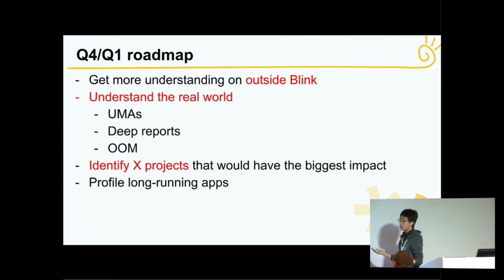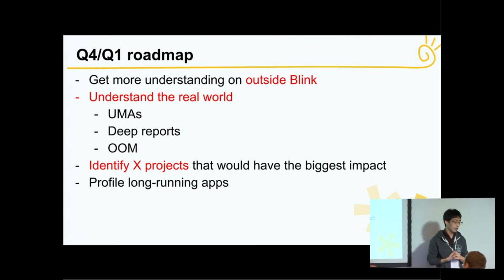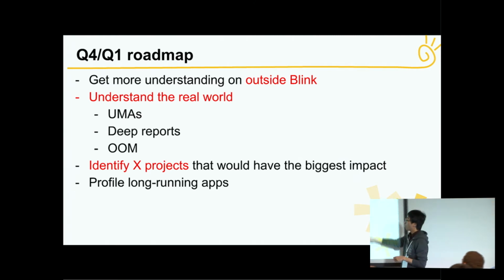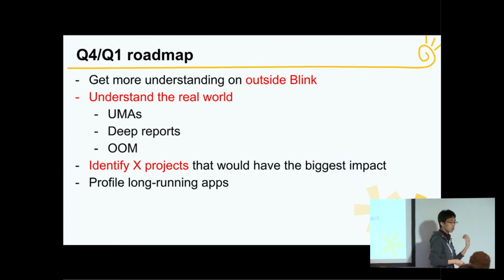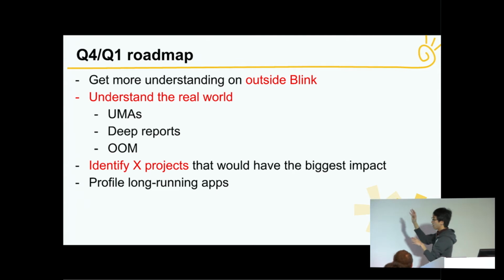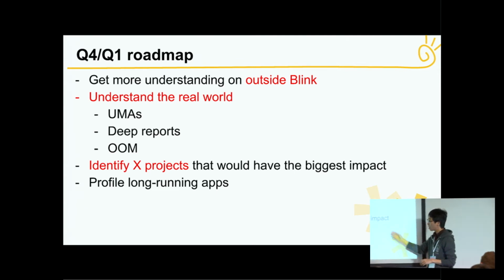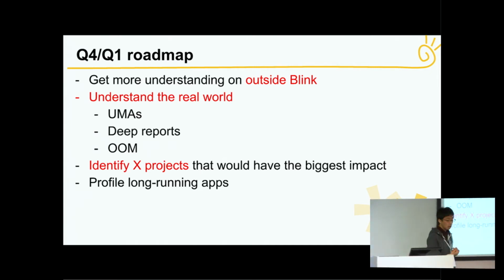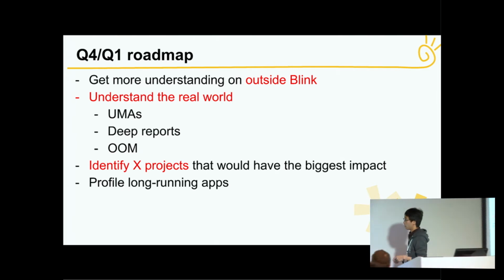Regarding the understanding part, this is the roadmap we are considering for Q4 and Q1. The first one is to get more understanding of what is outside Blink. And also, we want to understand the real world: UMA, crash reports, and what's going on in OOM. And also based on these understandings, we want to identify 3 or 4 projects that would have the biggest impact on reducing renderer's memory. And also profiling long-running apps is on our radar.